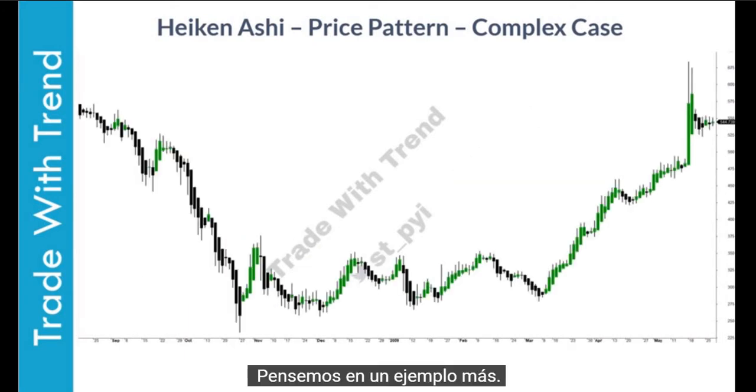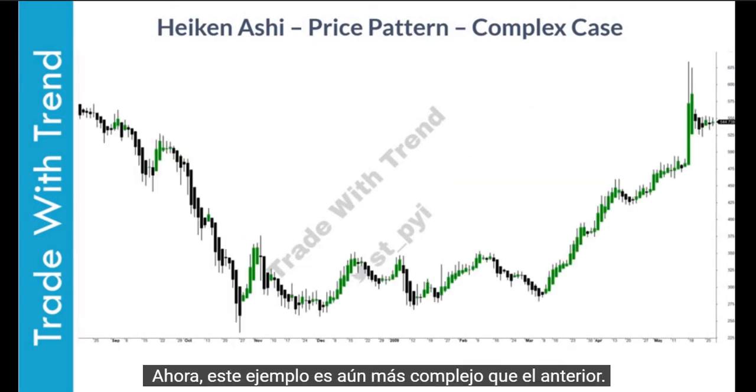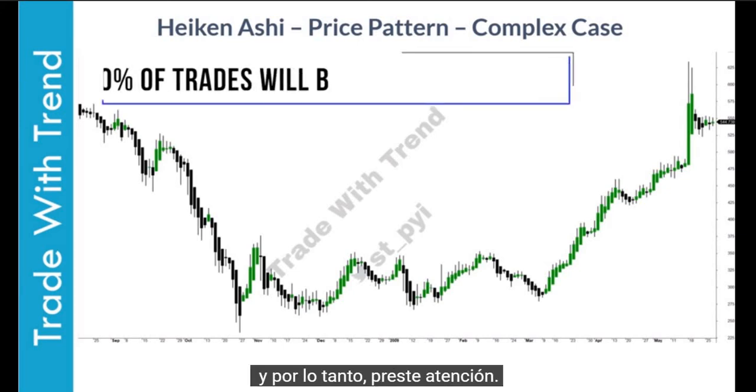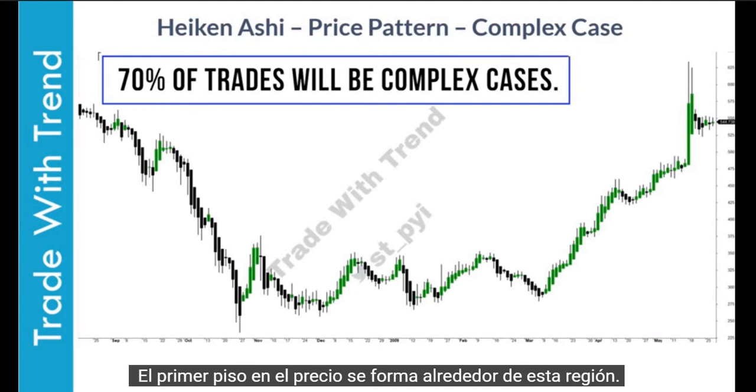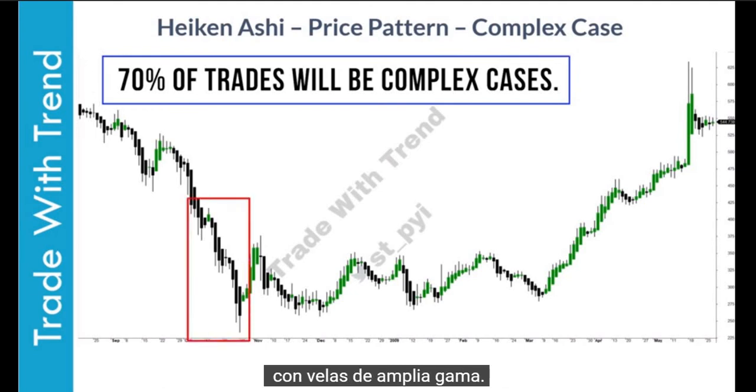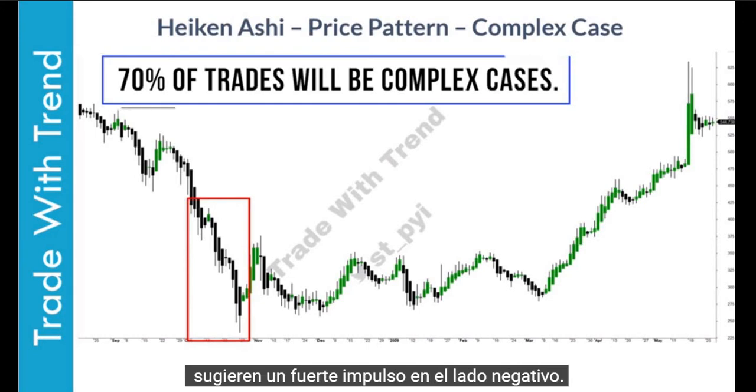This happens quite often while trading this pattern, and hence you have to keep this in mind. Let us take up one more example. Now this example is even more complex than the previous one, and hence do pay attention. The first bottom in price is formed around this region with wide range candles. All Heikin Ashi candles here suggest strong momentum on the downside.